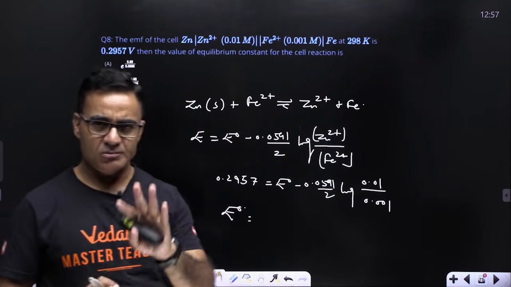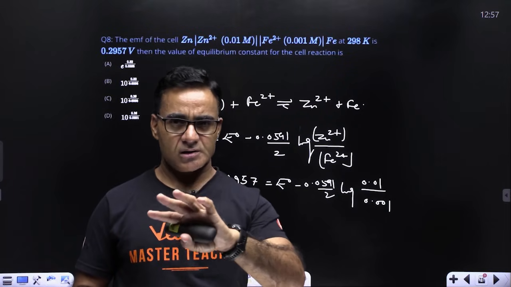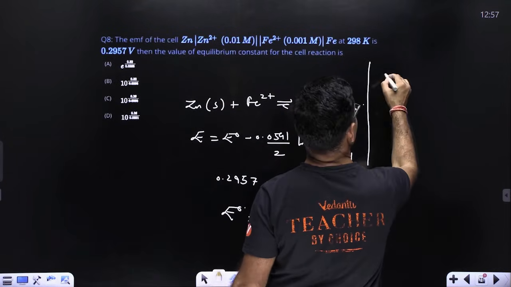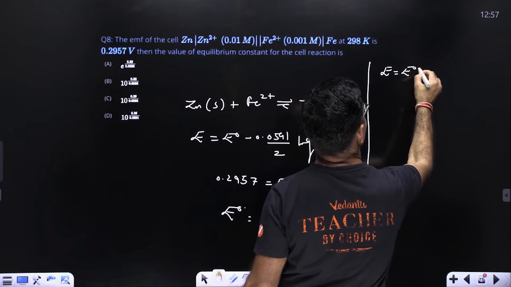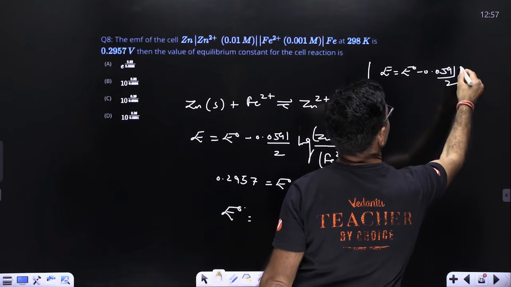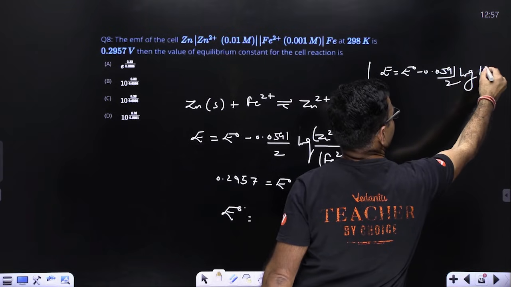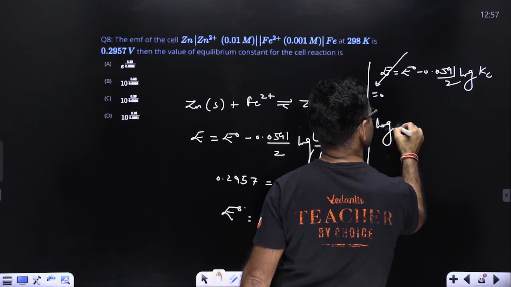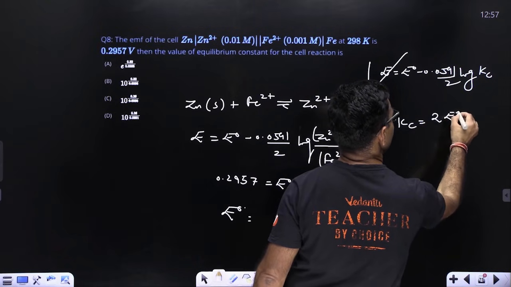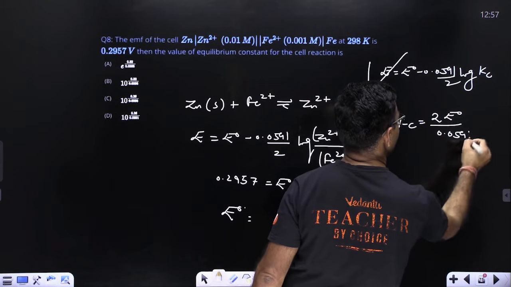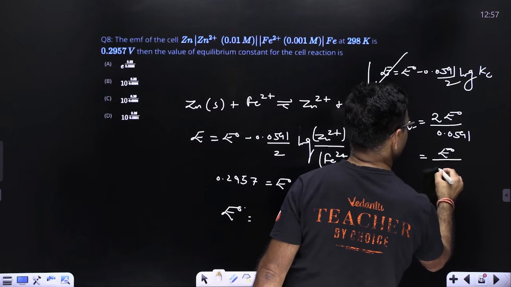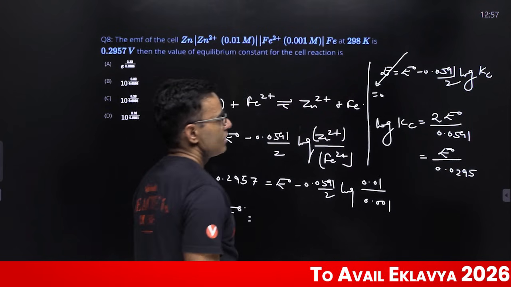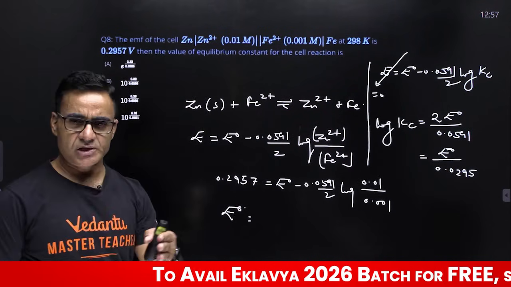Once we know E naught, we know that at equilibrium electromotive force has to be 0. So if I apply this Nernst equation once again, I can write E is equal to E naught minus 0.0591 upon 2 log. At equilibrium I can write Kc here and this value will be 0, right? So log Kc is equal to twice into E naught divided by 0.0591, or I can write E naught divided by 0.0295 something, right? Since E naught is already known, now we can calculate Kc.